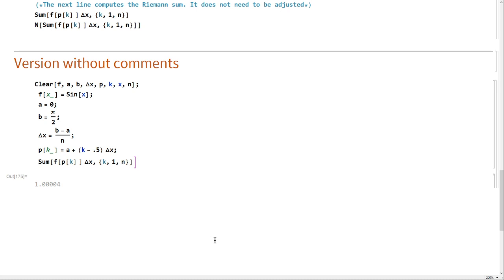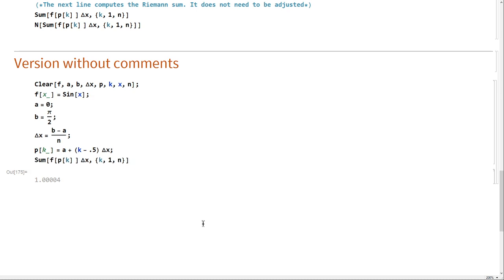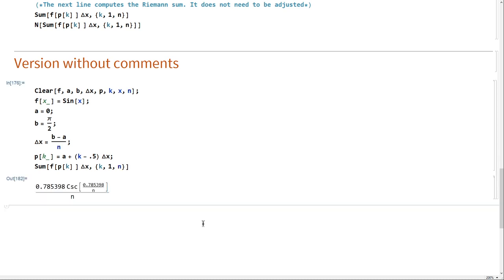Let me get rid of this as well. Right, so I'm not going to specify n. So when I run this Riemann sum, it's going to spit this thing out. But that's fine. It's going to spit out this expression here.